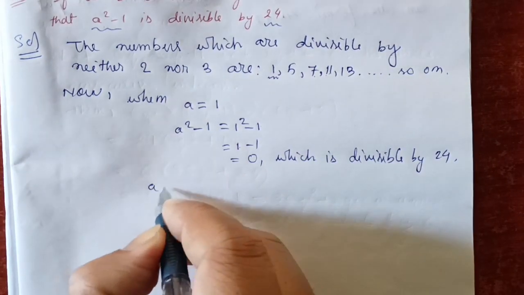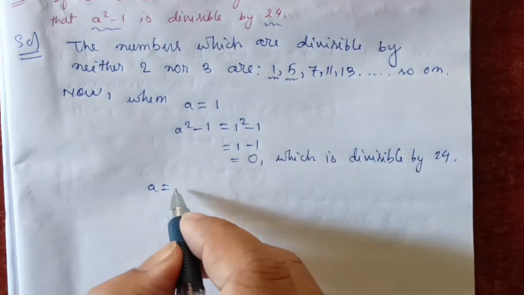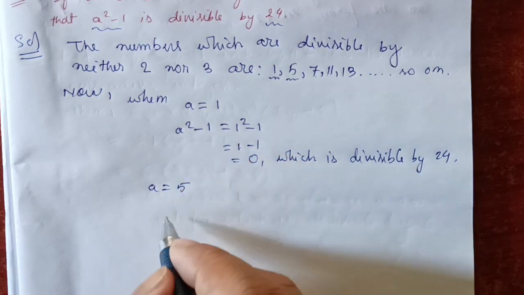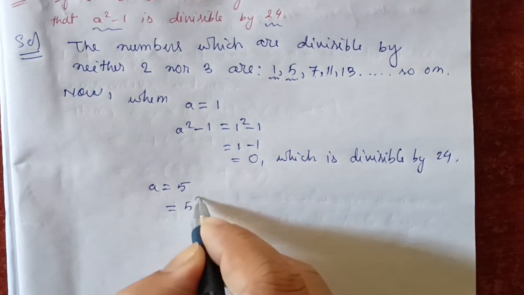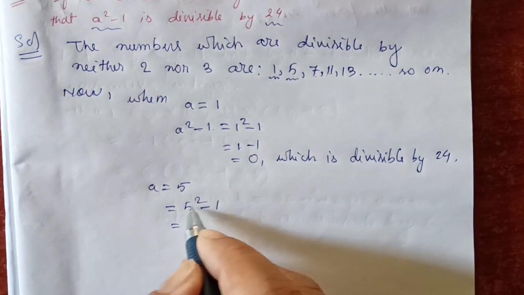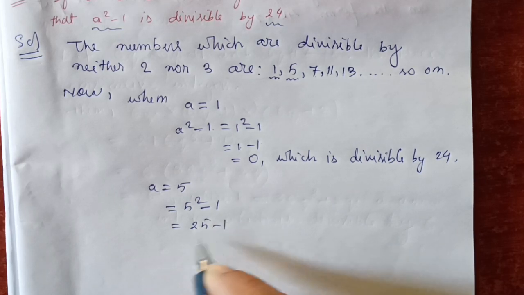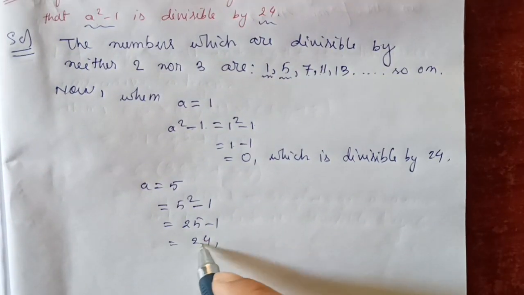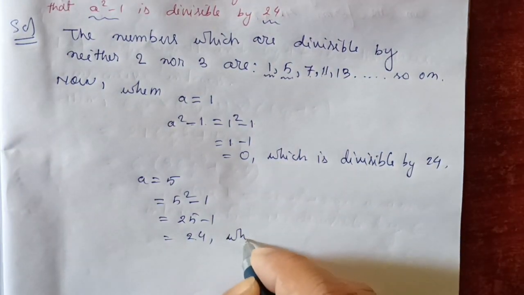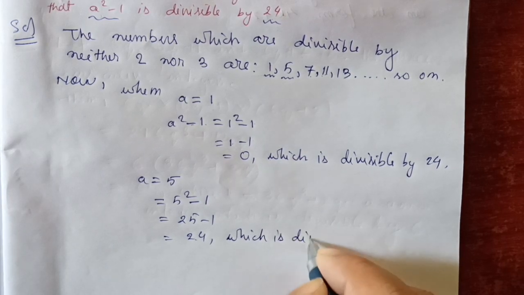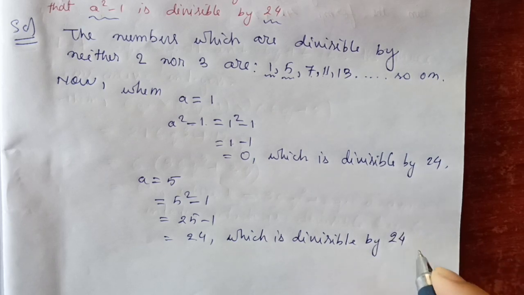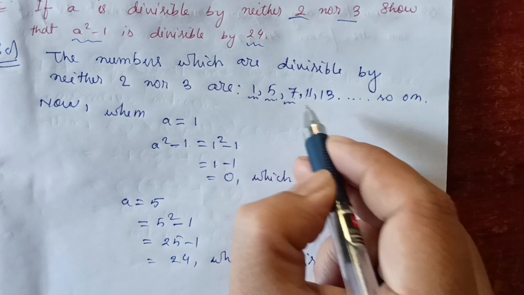Okay. Now when a equal to, next number is 5. What is our formula? A square, right? A square means 5 square. Next is minus 1. You know that 5 square is 25. 25 minus 1 is 24. Okay, 24 will be able to divide by 24. We know very clearly 24. So which is divisible by 24.